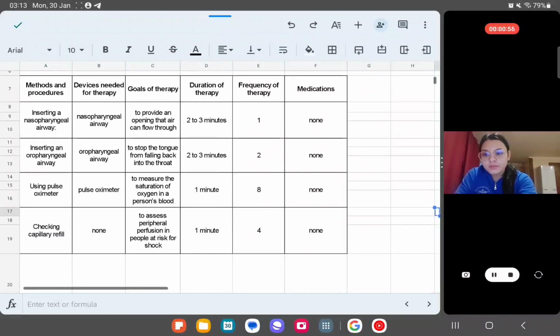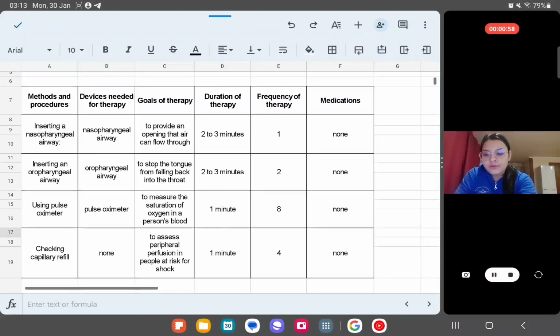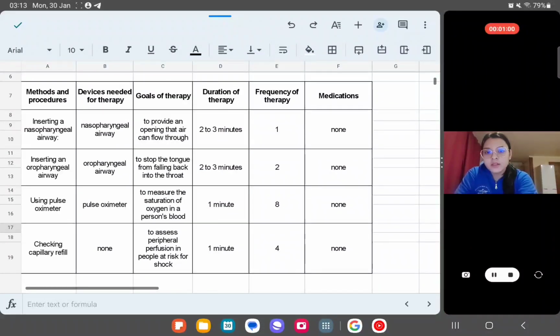So here is a sample of the respiratory care plan that my group did for our assignment. Firstly, we tried inserting a nasopharyngeal airway, and the device we used was a nasopharyngeal airway, and the goal of this therapy is to provide an opening that air can flow through. We did this therapy for about 2 to 3 minutes, and we tried one time, and there were no medications used.